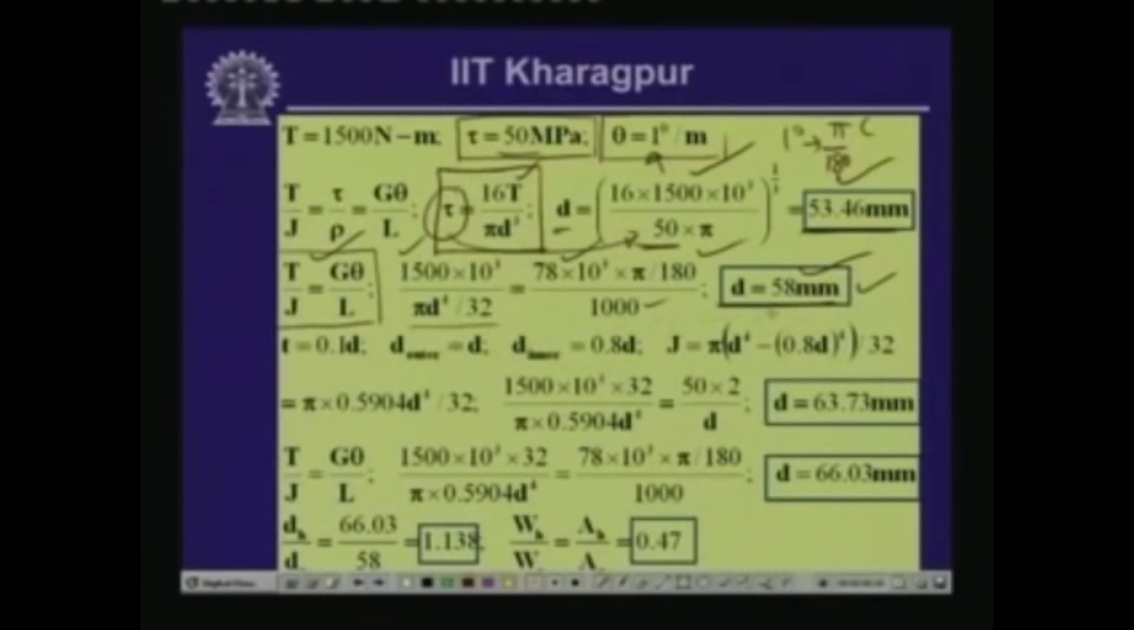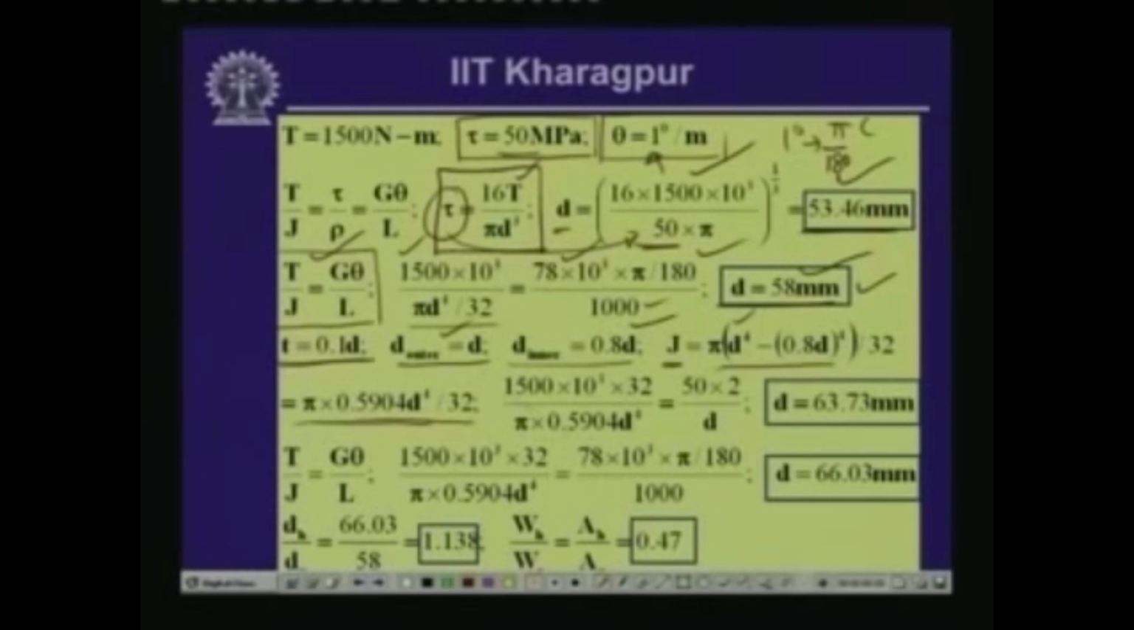Secondly, let us look into the second aspect, when you have a hollow shaft, the thickness of which is 1/10 of the outer diameter d. So, thickness is 0.1 times d, and the inner diameter is then going to be 0.8 times d. Then the polar moment of inertia J, again the same expression is applicable over here. So, J is pi by 32 times d outer to the power 4 minus d inner to the power 4, and this comes out as pi times 0.5904 d to the power 4 divided by 32.